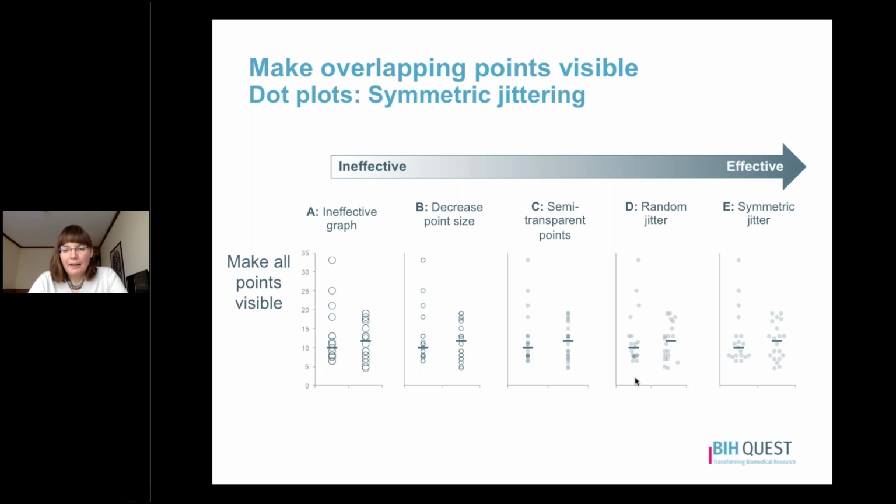Our last strategy is something called symmetric jittering, where we spread points evenly to one side or the other of an imaginary line going through the center of the group. This is the most effective strategy because it fully eliminates the overlap and it allows us to clearly outline the shape of the data distribution with our eyes, as well as being able to see every data point so we get a better sense of the sample size.